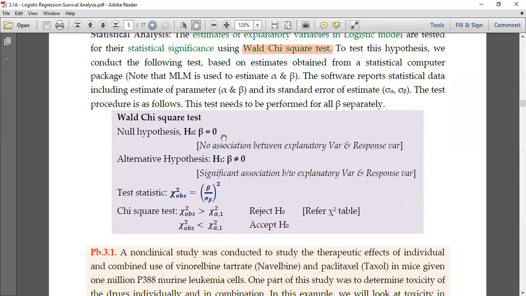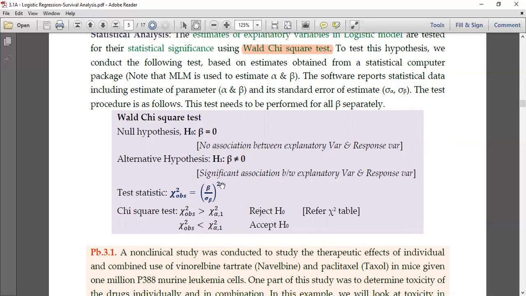That is the question. If beta is equal to 0, there is no association between explanatory variable and response variable. So it assumes that beta is equal to 0. You just have to disprove this. If you want to say that your equation is statistically significant, you have to reject the null hypothesis. What is the null hypothesis? There is no association between explanatory variable and response variable, phi of x and x.